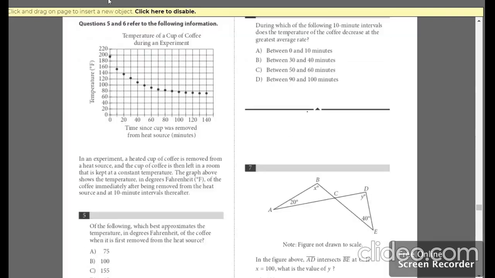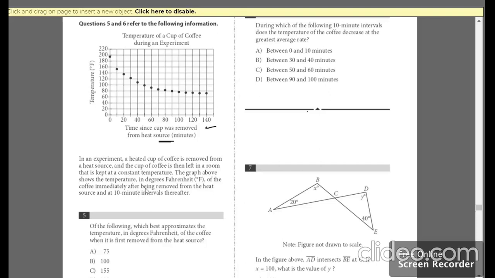Now moving on to the next set of questions, that is question number 5 and 6, which refer to the same information of the graph. It says the temperature of a cup of coffee during an experiment. They've plotted and got the graph. So on the vertical side we have temperature in Fahrenheit degrees, and on the horizontal line we have time since cup was removed from heat source. So this is the information which is very crucial.